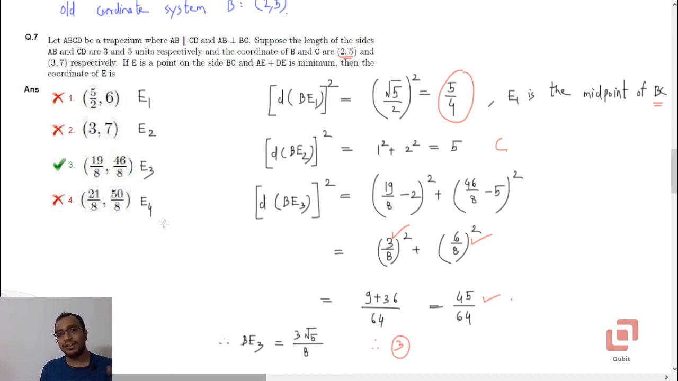So clearly E4 is not going to give us the correct answer, correct? Because both the x and y coordinates of E4 are between 2 and 3, and 5 and 7 respectively. 21 by 8 is definitely greater than 2 but less than 3. 50 by 8 is definitely greater than 5 but less than 7. So there is no need to check for E4. We have got the answer, that is E3. So this completes question 7.